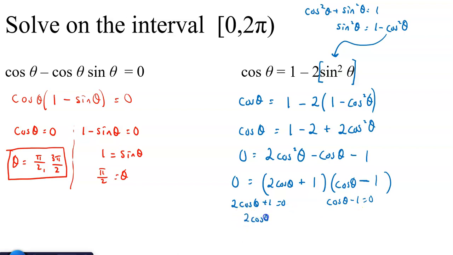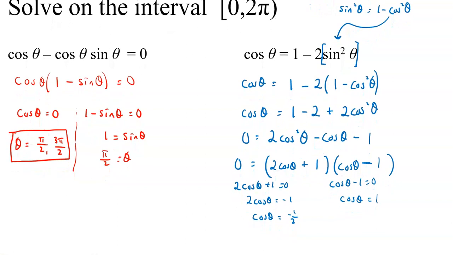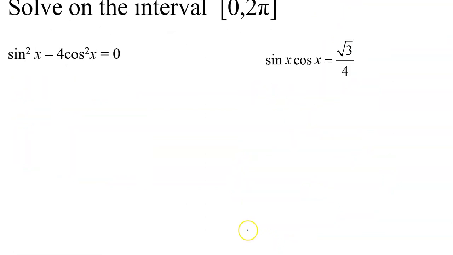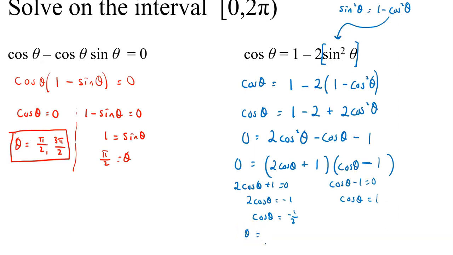So I have 2 cosine theta equals negative 1. Divide both sides by 2. Cosine is negative half. Here, if I move 1 over to the other side, I get cosine is 1. So I need places where either the cosine is negative 1/2 or the cosine is 1. I'll give myself a little more room here. So over here, the cosine is negative 1/2. Those are x's, so it has to be second quadrant, third quadrant. So 2 pi over 3, 4 pi over 3.